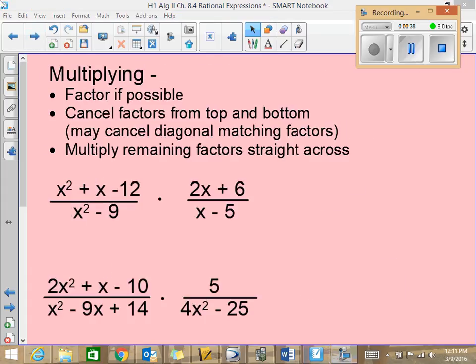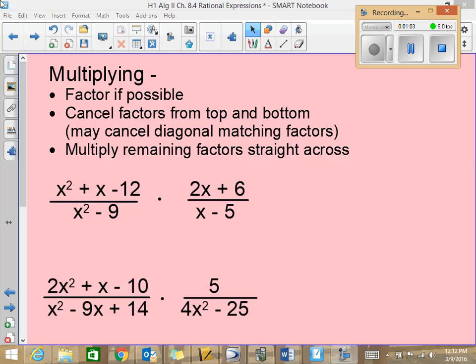Okay, so when we're multiplying, same rules apply. You're going to factor, if possible, top and bottom, and you can cancel factors from the top and the bottom. So they can either be right on top of each other, like on simplifying, or diagonal. So the top of the first, the bottom of the second can still cancel. And then at the end, you want to multiply everything that's remaining, multiply the top together, multiply the bottom together.